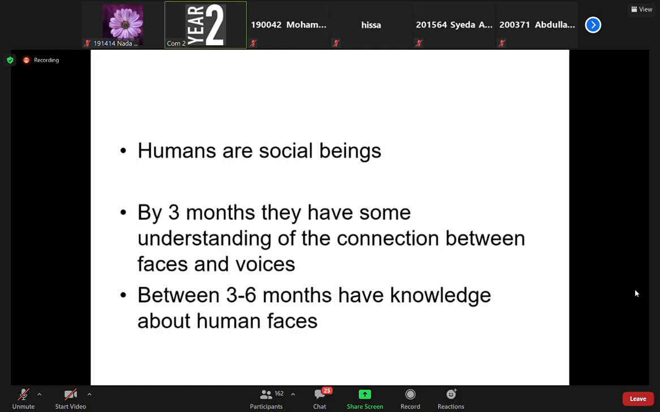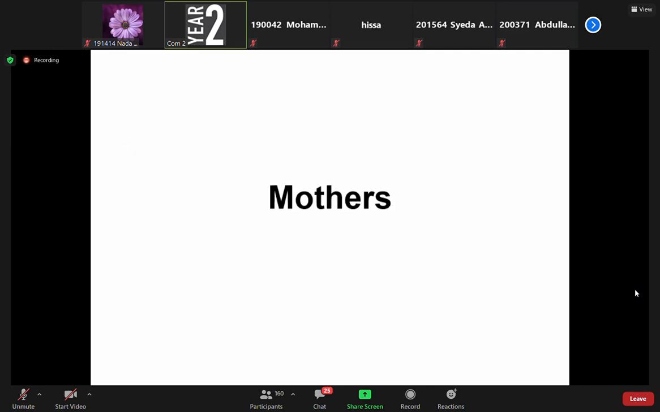By 3 months, we already have an understanding of a connection between what something sounds like and what it is, okay? And we have information about faces. So this is just a bit of a revision, okay? Now, mothers, again, when we talk about mothers, we talk about attachment, but again, it doesn't have to be a mother, whoever, the primary caretaker, okay?